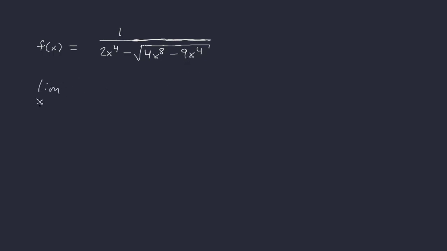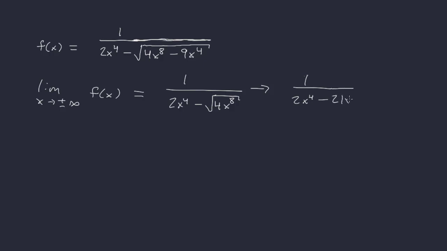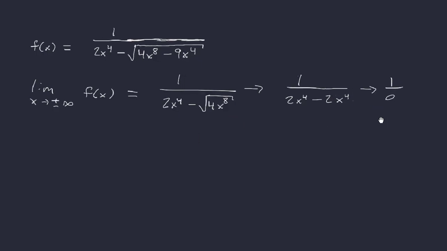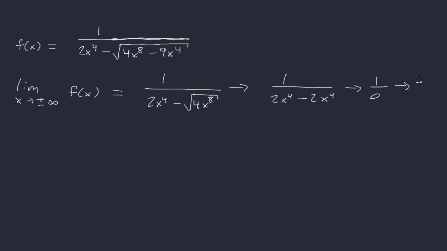If we are looking at the limit as x goes to plus or minus infinity of this, and we do our leading term idea, right, 2x to the 4th minus the square root of 4x to the 8th, okay, that will end up being 1 over 2x to the 4th minus 2 square root of x to the 4th. But again, the 4th power, we can just drop the absolute value bar. And this goes to 1 over 0. Oh, well, we know that 1 over 0 is a plus or minus infinity case.